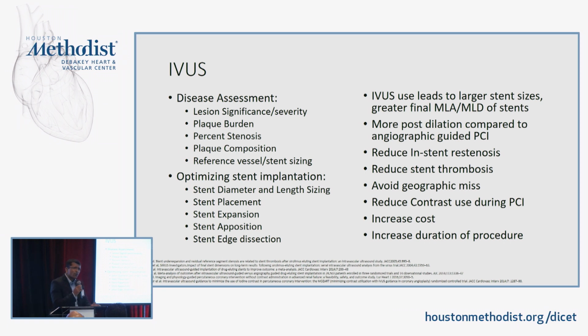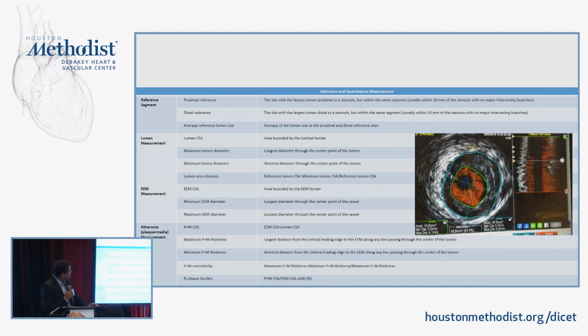It doesn't add much cost and time to the procedure. Time is less of an issue. Cost sometimes is an issue. It's approximately $700, plus or minus, per catheter. So there are a lot of ways to make the measurements. They seem complex, but actually it's very, very easy.